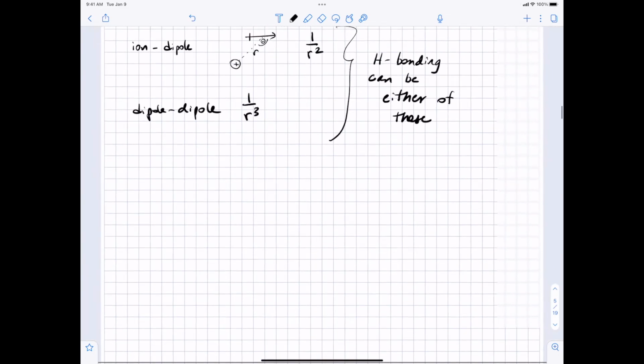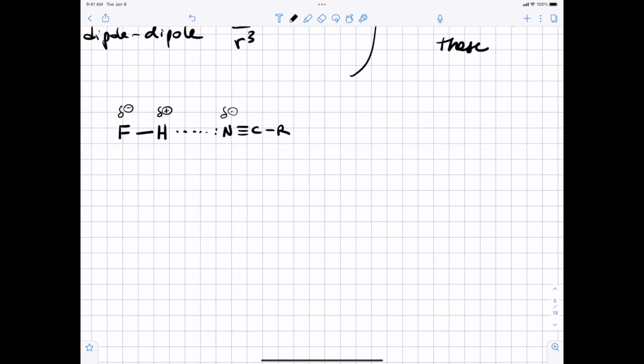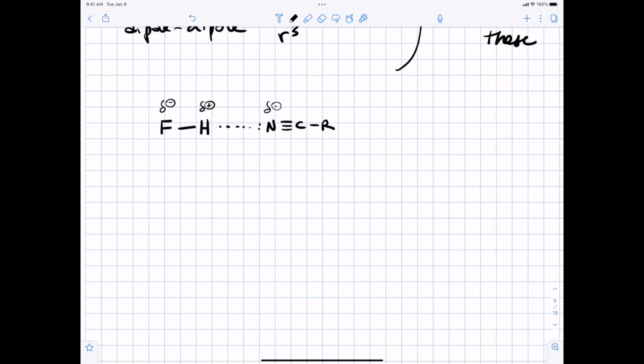So the hydrogen bond, well, let me just draw a few examples of hydrogen bonds. So if you had HF interacting with some nitrile, you've got the electron-rich nitrogen, you've got an electron-rich fluorine, and you've got an electron-poor hydrogen. And that's the interaction. The language used here sometimes is a little bit backwards, and I always get confused on it.